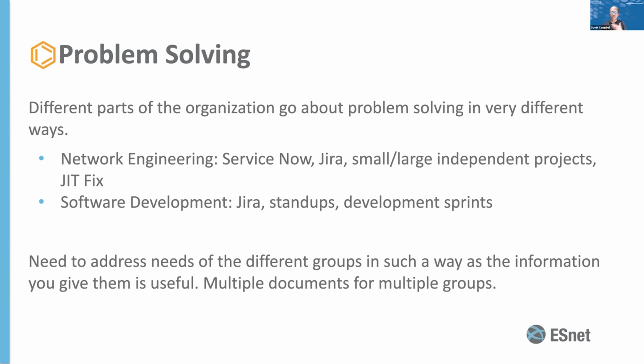Software development is super Jira driven, with lots of stand-ups and lots of development sprints. So when we have a requirements document, we need to address the needs of the group that we're asking to help us. Ultimately we ended up writing parallel documents that provided a way of communicating with the different groups in ways that they could digest well. Until we came to that realization, it was harrowing to try to get these documents written. So this is a big one, and it was quite surprising.